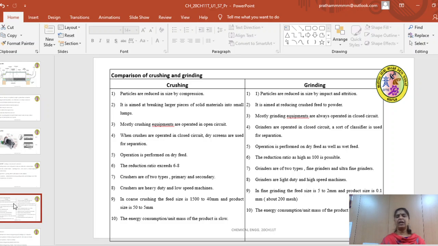So in coarse crushing the feed size we take is 1500 mm to 40 mm, and the product size we will get is 50 to 5 mm, whereas in fine grinding the feed size is 5 to 2 mm and the product size is 0.1 mm, about 200 mesh size. So for crushing, the energy consumption per unit mass of the product is very low. Here, as the grinders rotate at a high speed and aim to give a very fine product, the power consumption and the energy consumption per unit mass of the product is also very high.